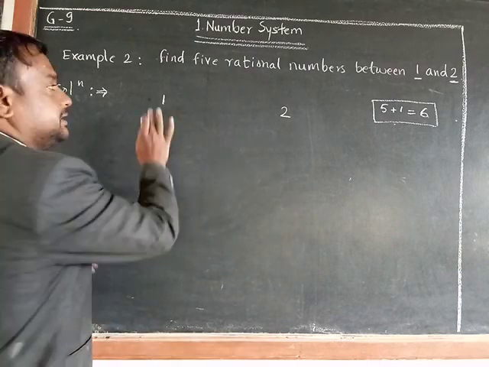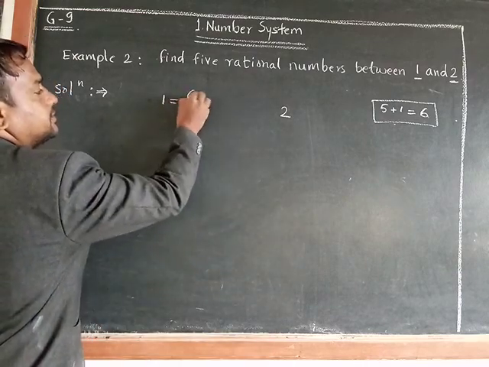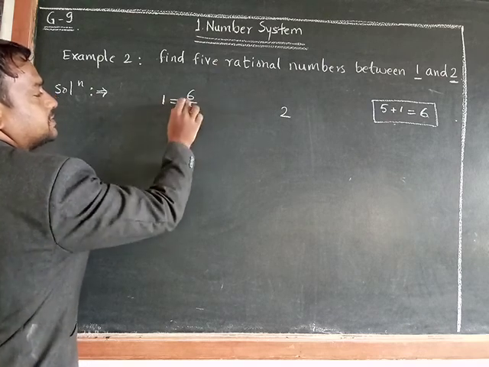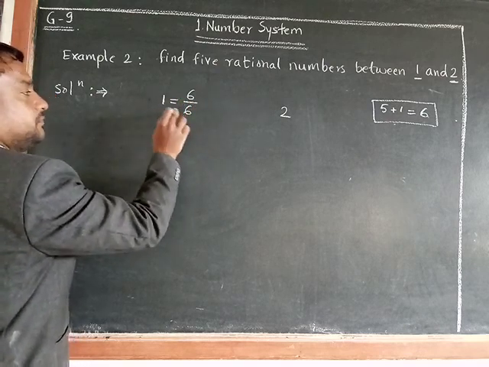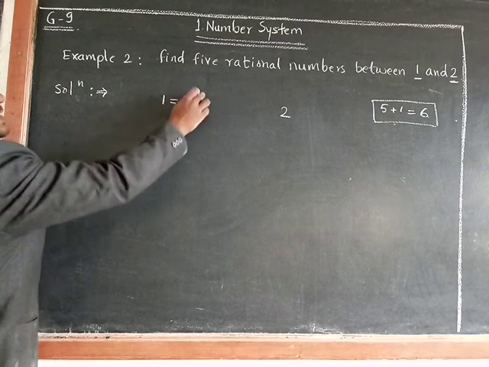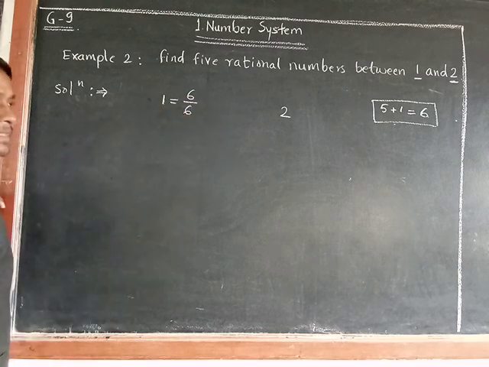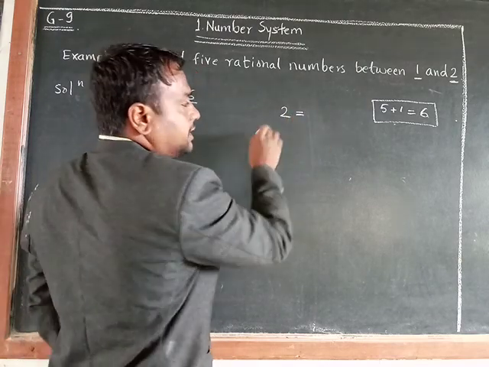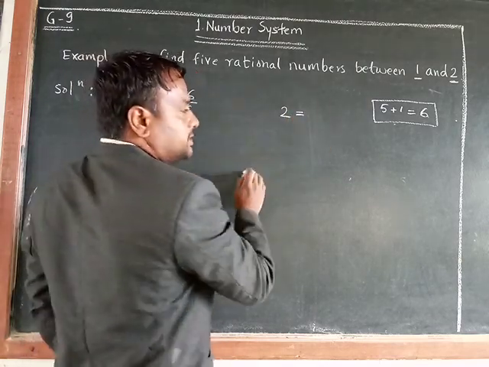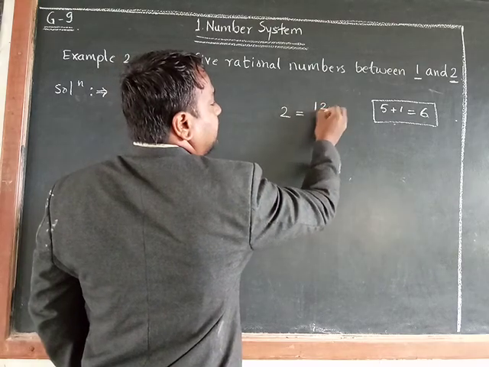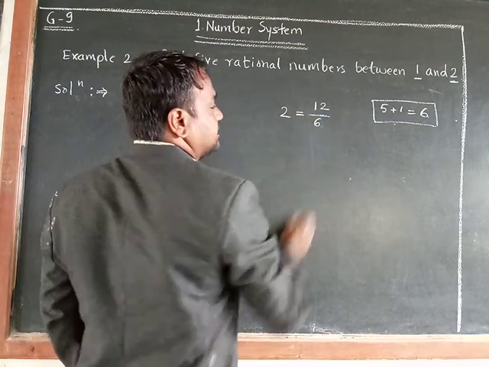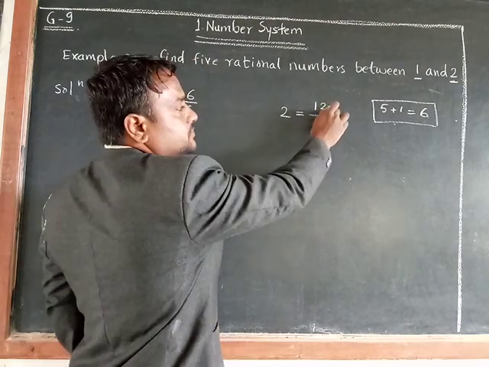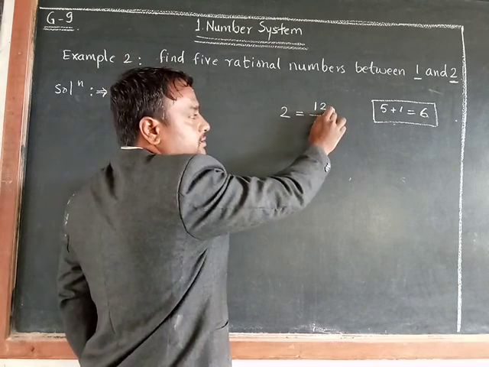We can represent this one like that: 6 upon 6, because 6 ones are 1. So we can represent this one in the form of 6 upon 6. Again, we can represent these two in the form of 6, for example, like that, 12 upon 6. So 6 ones are 6, 6 twos are 12.